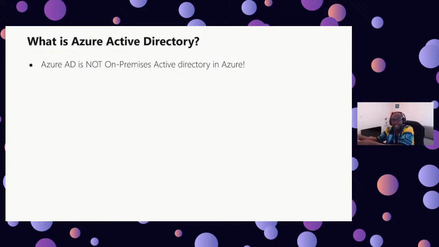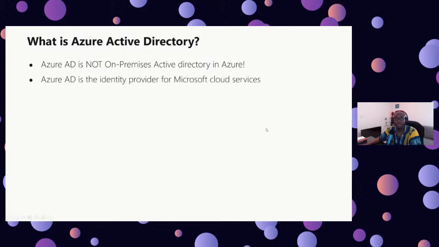It's very easy to transfer what you understand from on-premises Active Directory and say, Azure AD is just the cloud version of on-premises Active Directory. But that is not the case. Azure AD is not on-premises AD in Azure. So if it's not on-premises AD in Azure, David, what is it then?